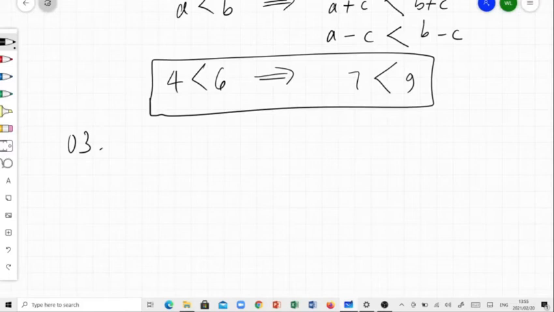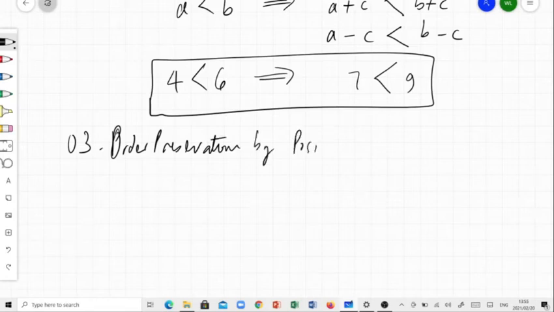Okay, so let's look at the third law. And the third law is what is called order preservation. You see, once again, order is preserved by what? Positive magnification.